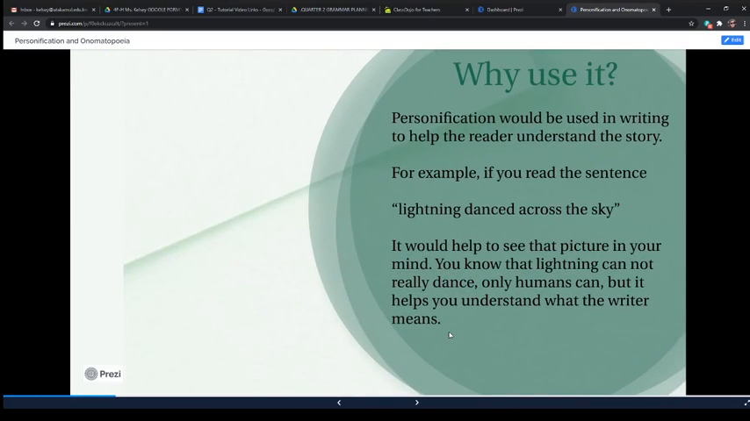Why would you use personification? It would be used in writing to help the reader understand the story. For example, if you read the sentence, lightning danced across the sky, it would help you see that picture in your mind. You know that lightning cannot really dance, only humans can, but it helps you understand what the writer means.